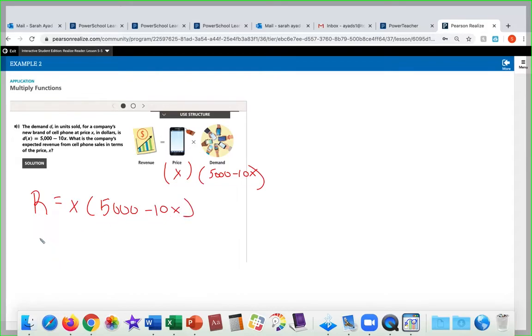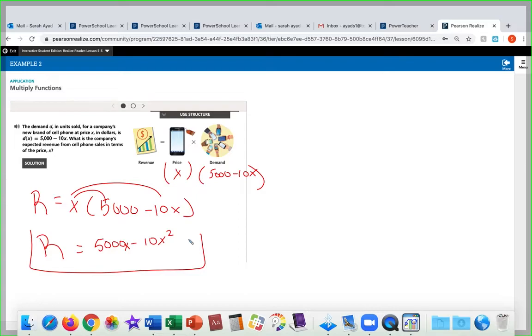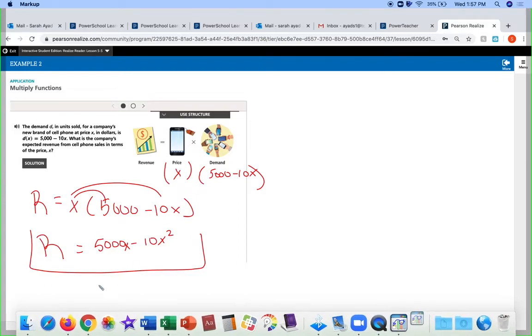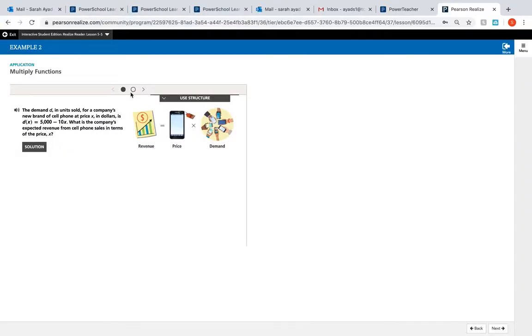Well, we all know how to multiply functions, right? All we have to do is distribute. So we get 5,000x minus 10x squared. So this represents the company's expected revenue from cell phone sales in terms of the price, which is X. Go ahead and pause this video and try the try-it problem.